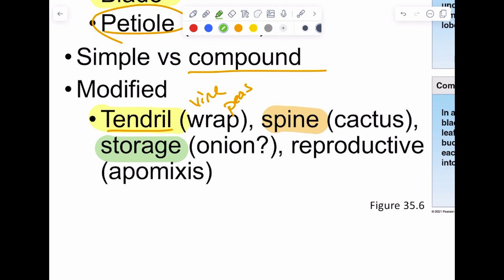Exactly. You can also have reproductive leaves. They can undergo a process called apomixis.